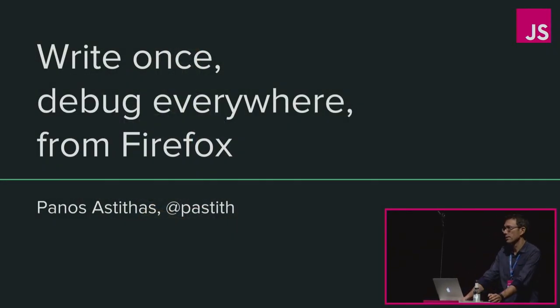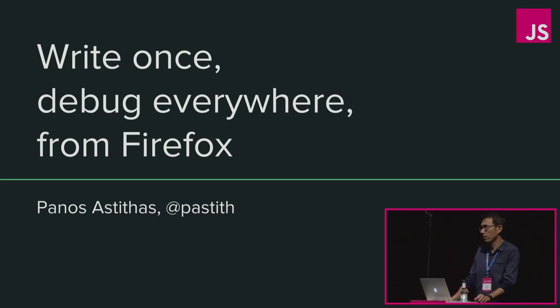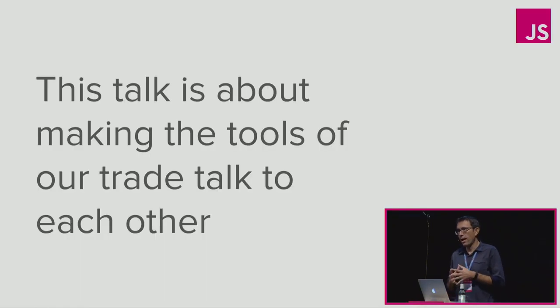Thank you. Good morning. I'm Panos Astithas, and the title of my talk this morning is Write Once, Debug Everywhere from Firefox. And the title came from my previous experiences as a Java developer back in the day, where the motto used to be write once, run everywhere. And we were so excited about it, and everybody jumped around. And lately, we discovered that the actual state of things was write once, debug everywhere, which wasn't so good. But then, as we grew up and moved on to web development, what I discovered is that the reality here is more like write once, debug everywhere, each time with different tools, which is even worse. So in a way, my talk today is about how we could make the tools that we use talk to each other, because tools as well as people get better when they communicate.